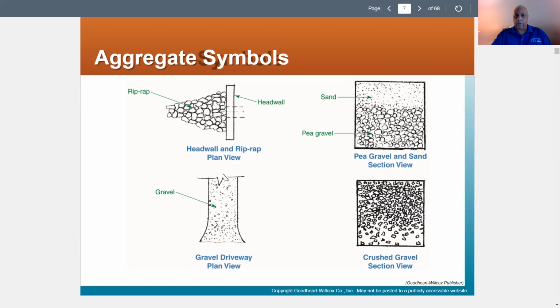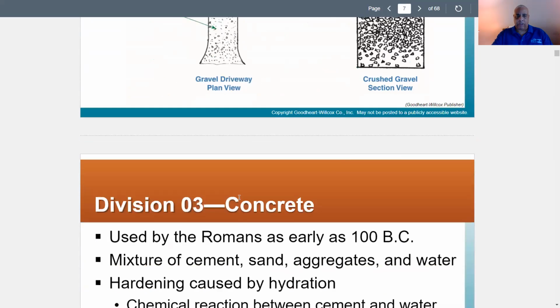You have your pea gravel. This is a symbol for crushed stone. Of course, your gravel driveway. Very important that you understand these symbols, because when you go to read plans, you're going to need to know where your materials are going to be placed.